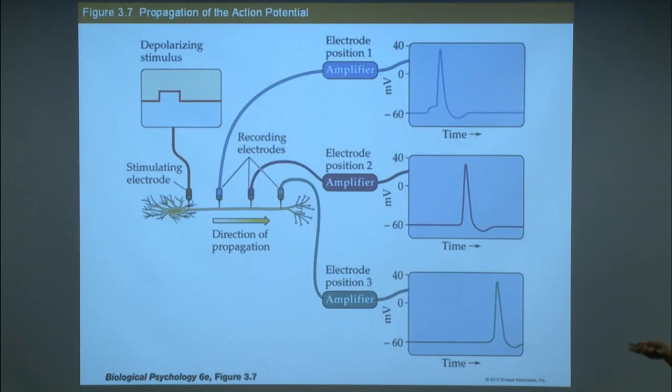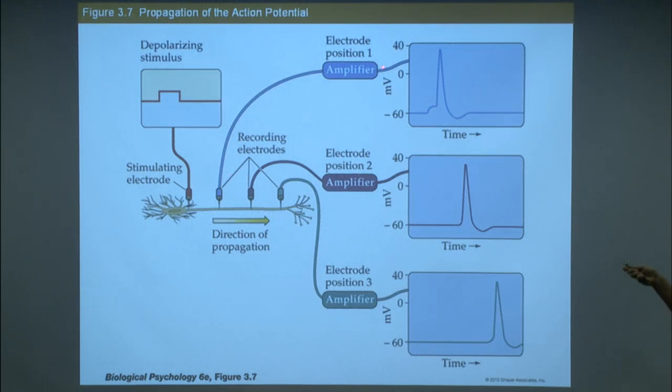So when we're actually recording from our flat little neuron right here, we're stimulating right at the axon hillock, the sensitive part of the neuron, and then we're recording at three different points down the axon, okay? So we stimulate right here at time zero, and at time one, we see the action potential passing by this blue electrode right here, because it's the one closest to the axon hillock, and then a little time later, we see it passing by the purple electrode, and then finally the green electrode.